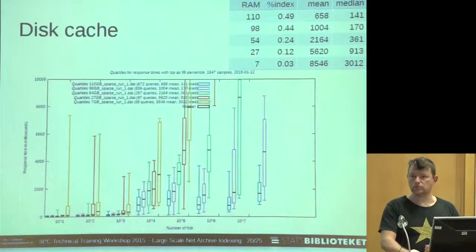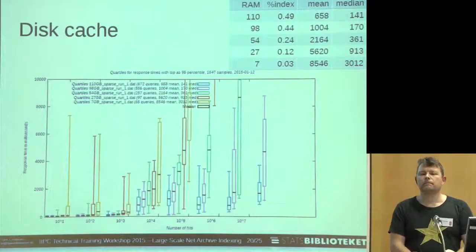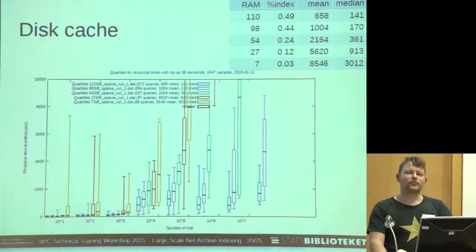Question for this? Yes? What do we need if we were to have 10 concurrent users? That's a good question, because I have a graph for that.